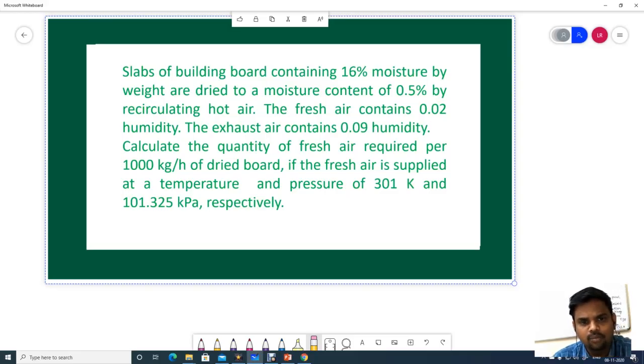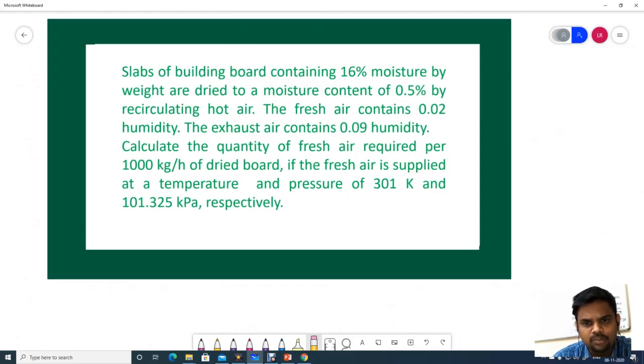Slabs of building board containing 16% moisture by weight are dried to a moisture content of 0.5 percent. So the initial moisture content in the solids is 16%, and in the final solids it is 0.5%. It is clearly mentioned that recirculation of hot air is taking place in the system. So continue with the question.